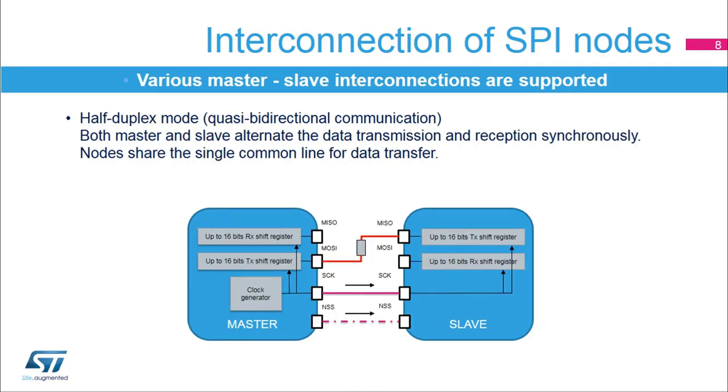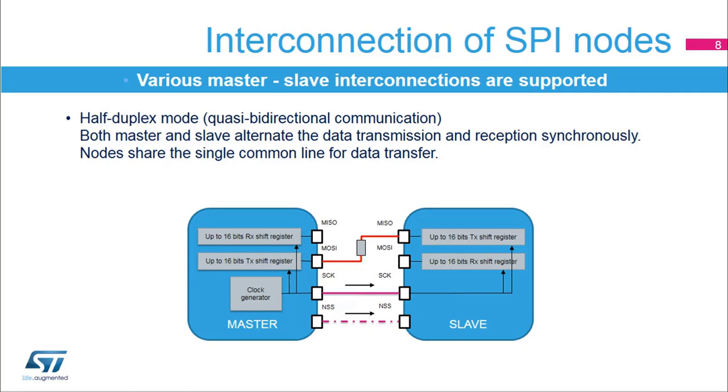Half-duplex mode integrates the two modes by sharing a single line for data exchanges, and data flows in only one direction at a single time. There is a cross-connection between the master MOSI and the slave MISO pins in this mode. The master and slave have to alternate their transmitting and receiving roles synchronously when using this common data line.